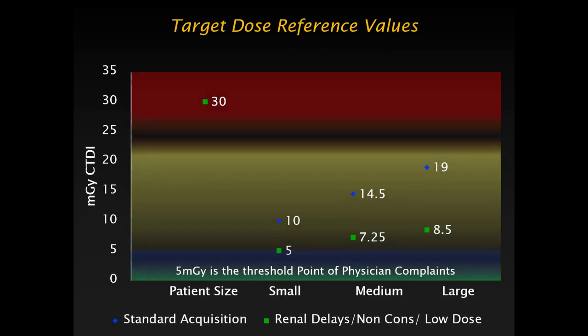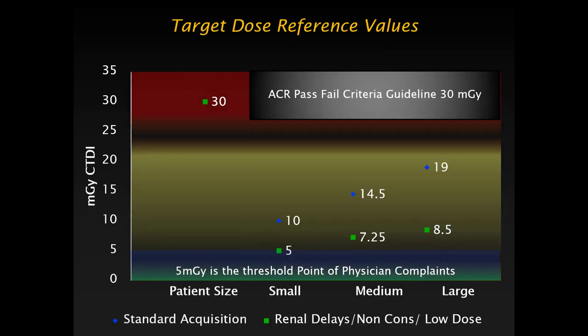So here are our target dose reference values. The ACR pass-fail criteria is set to 30 milligray, which means that if you turn in an image for accreditation and it's greater than 30 milligray, you fail right off the bat. So generally speaking, your exposures for your average-sized patients should never really be at 30 milligray. This is an upper range. And we found another area that was of concern, which is that 5 milligray region where we were getting physician complaints. The images were too noisy, they were uninterpretable. So we wanted to stay above 5 and below 30. So we had this 25 milligray area to work with. And this was our goal for all of our patients.